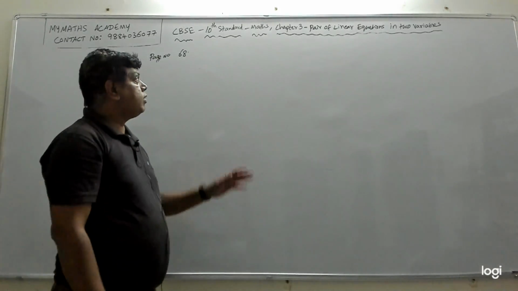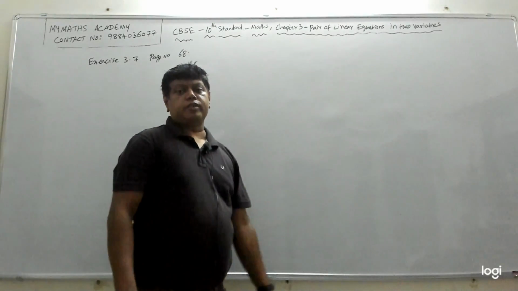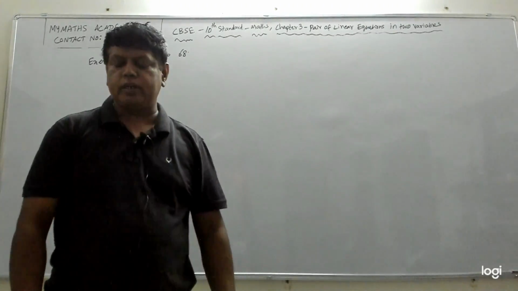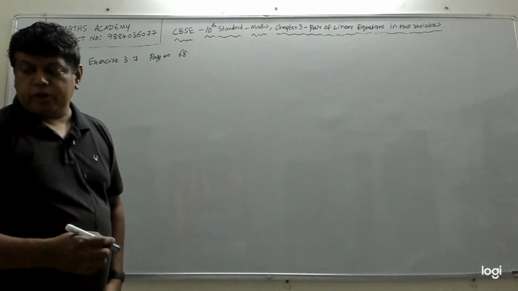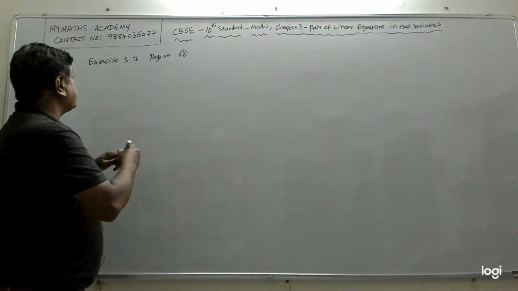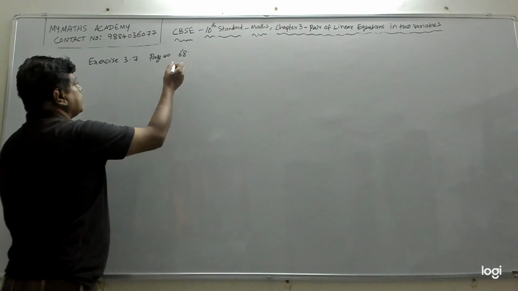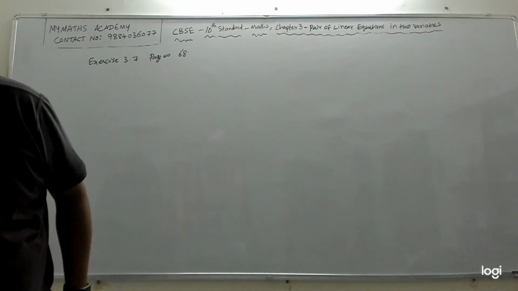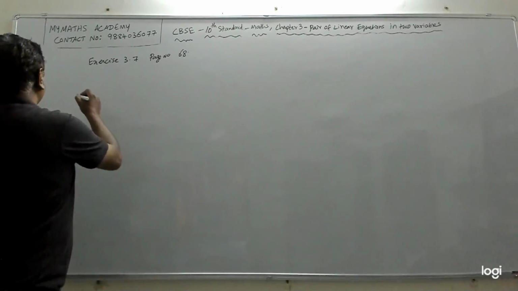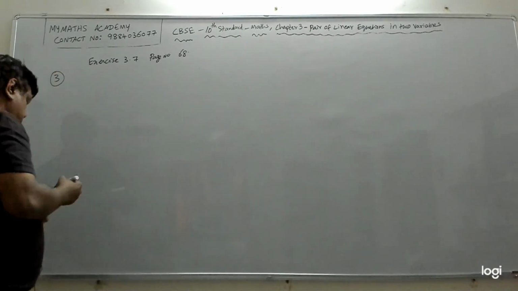In this video, we'll continue with the pair of linear equations in two variables chapter from 10th standard CBSE math. So we'll continue with exercise 3.7, which is an optional exercise on page number 68 in your textbook. So we'll continue with the third problem. I'll read the question.